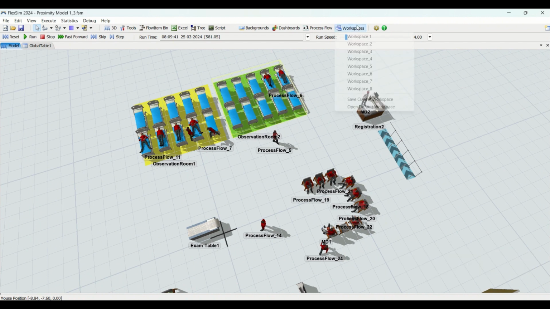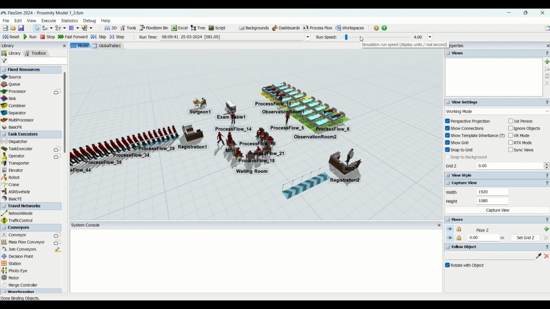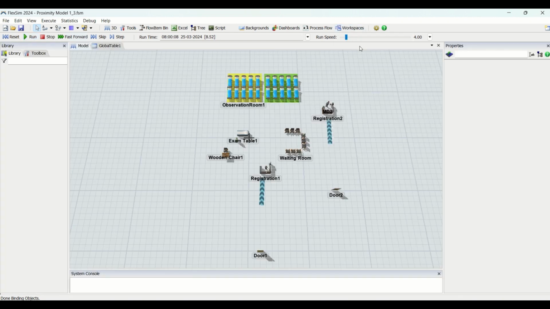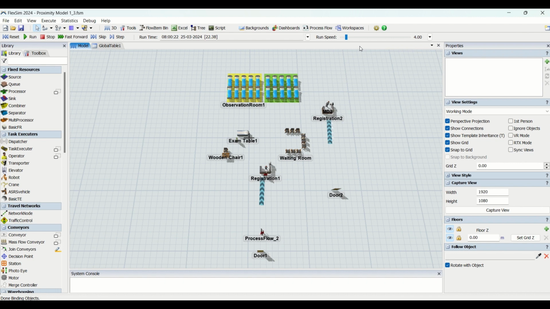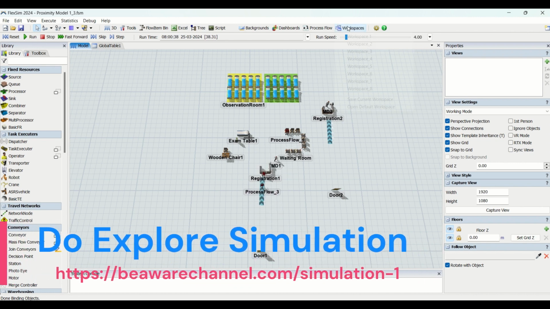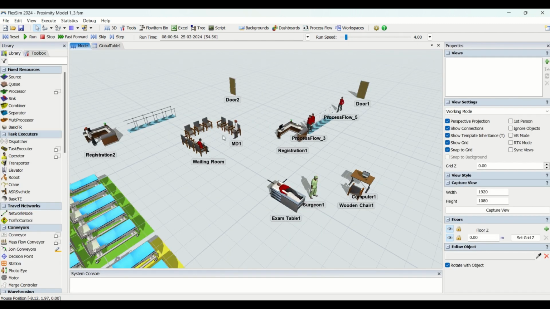So in the workspaces, what I've done is I've saved different workspaces. I'll just reset the simulation model and run again. This is my workspace 1, this is my workspace 2, from where in the top view you can observe how the people's movement is taking place. This is my workspace 3, where you could look at another angle, from where you could look at these doors, these patients coming into the reception area and moving to the observation table.